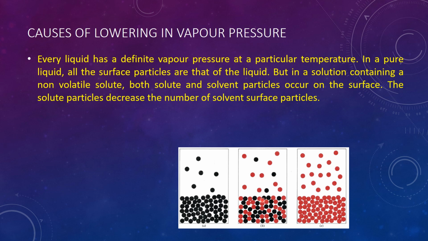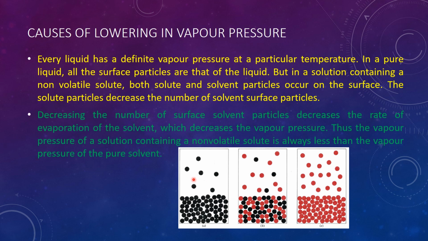So solute particles decrease the number of solvent particles present on the surface. The number of particles on the surface is greater in the pure form, but in the case of the solution, the number of solvent particles decreases due to the presence of solute particles. Suppose there are 50 molecules on the surface of the pure solvent, but when the solution is formed, the solute takes some of the surface. As a result, the number of solvent particles decreases.